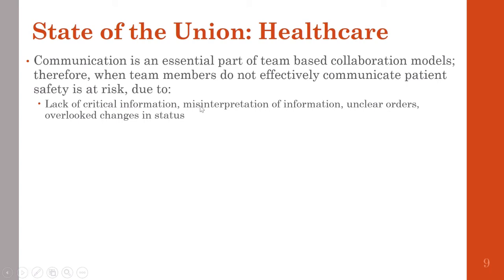So when team members don't effectively communicate, I think the outcome is obvious, but some of the things that happen are that critical information is lacking to the care team, misinterpretation of information is injected into the scenario, orders are unclear, and more importantly, as we're talking about changes in level of care and transitions, when the patient changes status and acuity, those things are overlooked when communication isn't in an optimal format.